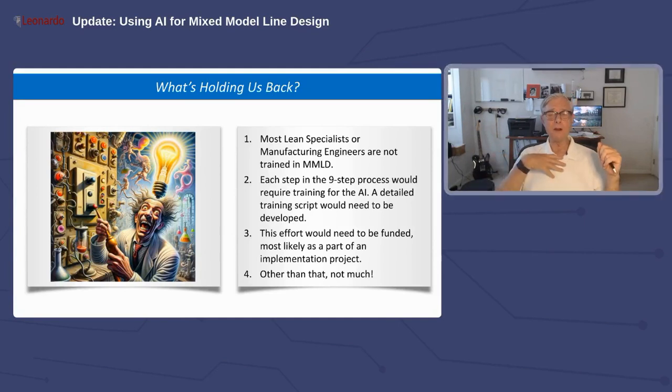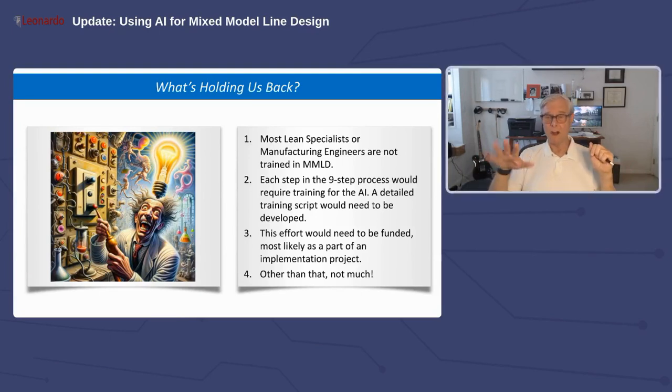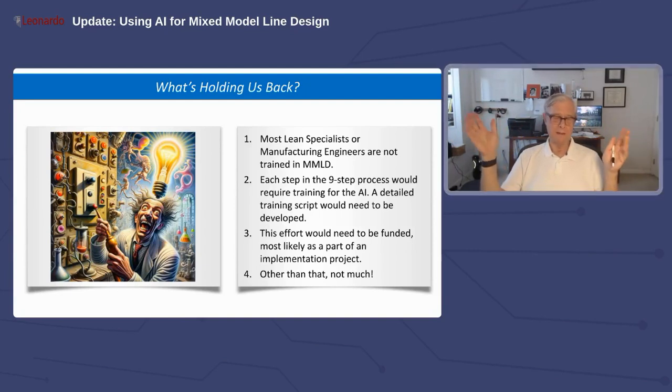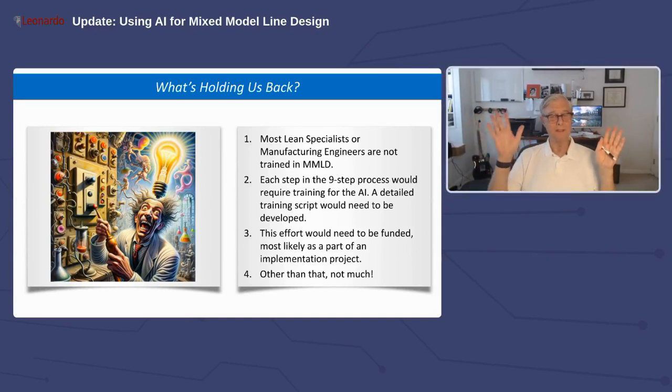And this isn't Leonardo Group's methodology. This is how Toyota designed their lines. It's how a lot of leading companies design their production lines, more or less, right? I mean, we have our version of it, but in our experience, a lot of lean people don't really know it. They couldn't pass an exam on how to design a mixed model line. So that's one obstacle. You have to get trained. You have to know that. And I don't think we're going to get around that anytime soon. So if you're one of these people, you need to up your game in terms of mixed model manufacturing.